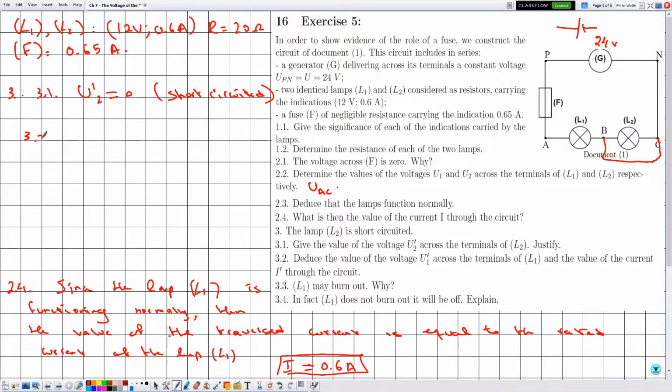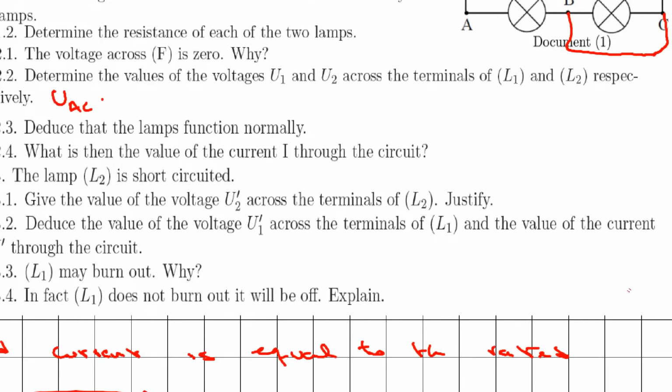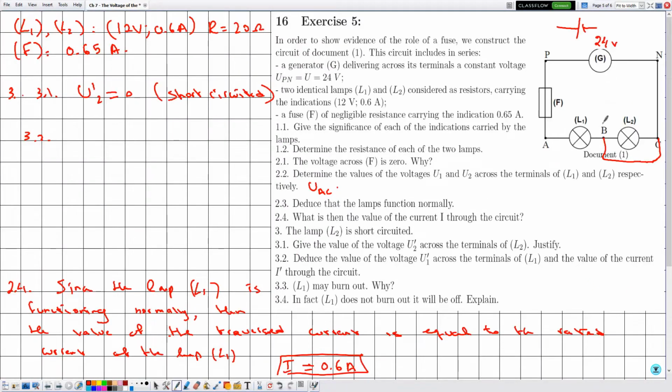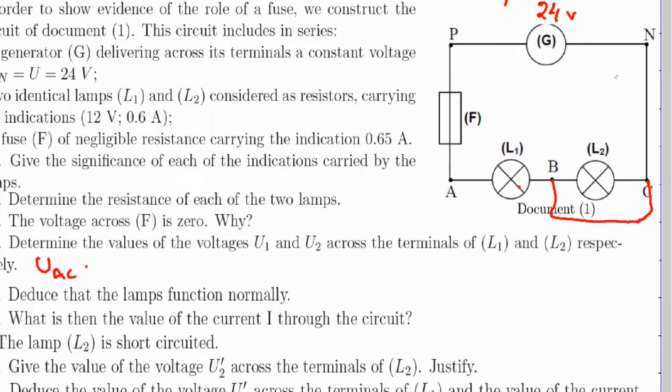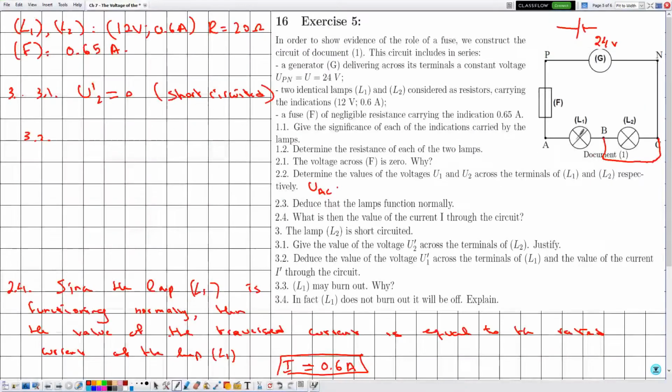Now in 3.2 deduce the value of the voltage U prime 1 across the terminals of L1, and by deduce it means that we need to use the previous part. Now, because L1 is the only electric component of the circuit, UAB is equal to 24. This can be justified either by the law of uniqueness of voltages or the law of addition.